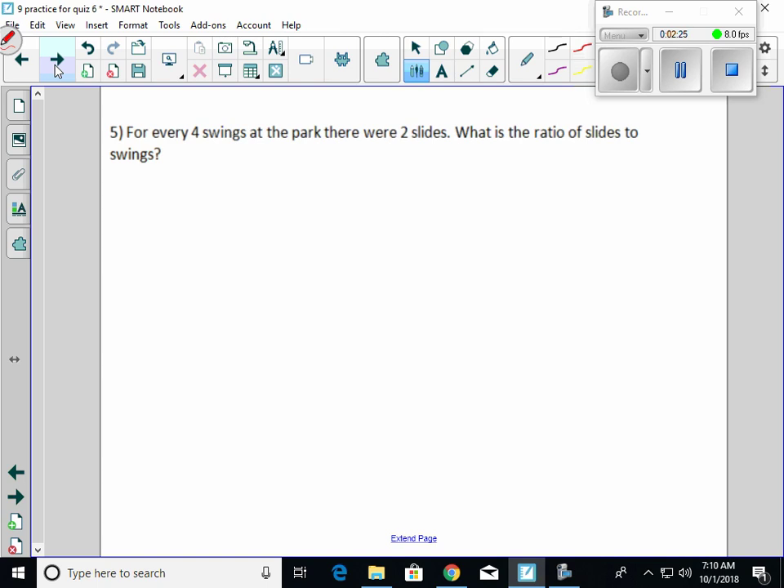For every 4 swings at the park, there were 2 slides. What is the ratio of slides to swings? Still asking you to write a ratio, but they ask you to write the slides first. So there are 2 slides to 4 swings. Now we can reduce that to 1 to 2, but I'm going to leave it 2 to 4.